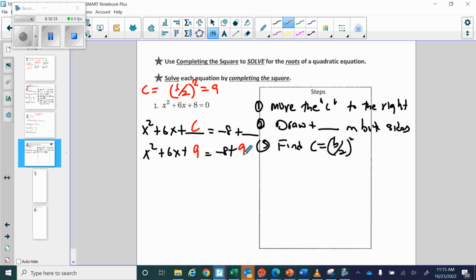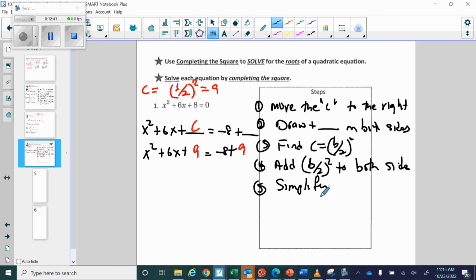All right. Step number 4, which I just did, I'm going to add the b over 2 squared to both sides. I just did that a while ago to both sides. And then we're going to simplify now. I'm going to write the left side as a factor square, and on the right side, simplify that. So step 5, simplify.